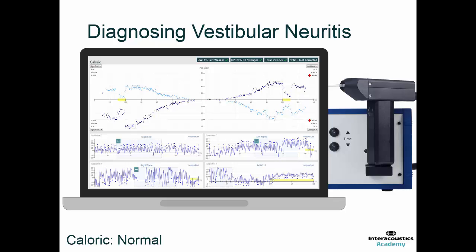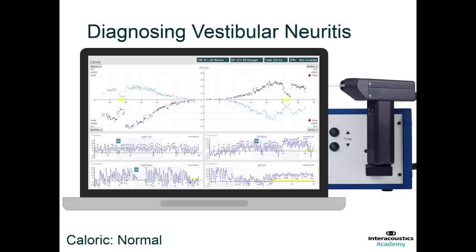What the caloric test showed was that the patient had a normal response, so the low frequency vestibular system was working absolutely fine. Now, if you just relied on the results of the caloric test alone, then you might misdiagnose the patient as not having a neuritis, or they could have had a stroke, or your conclusion as to why they have a vestibular problem is inconclusive.